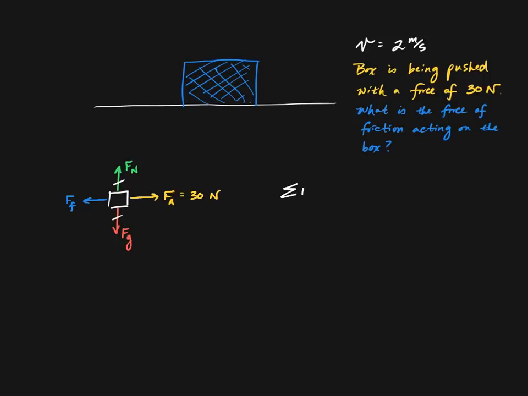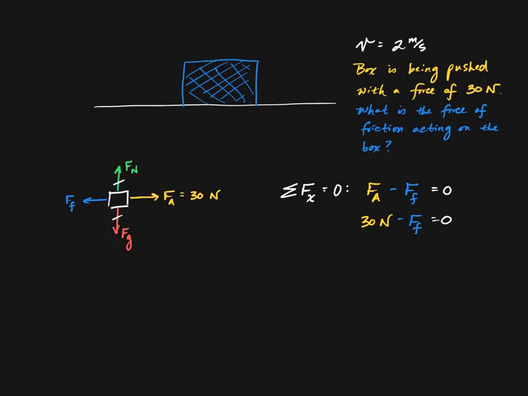So summation of forces in our x direction, and that's going to equal 0. Well, we know that Fa is acting in our x direction, and we also know that we have frictional force acting in the x direction. Okay, so that's equal to 0. Now let's plug in what we know. We know Fa is equal to 30 newtons, and now we're subtracting force of friction from that. That's all going to equal 0.